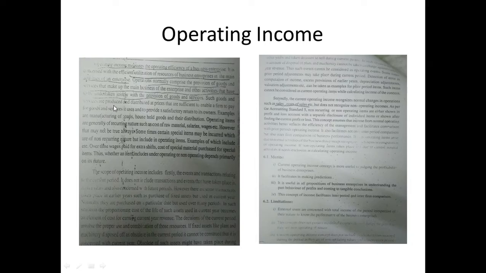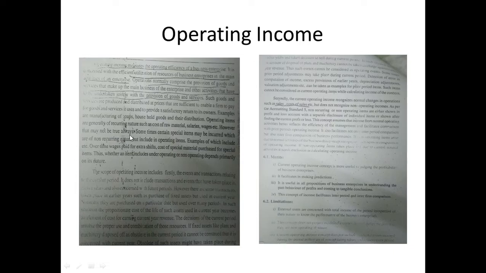Such goods are produced and distributed at prices that are sufficient to enable a firm to pay for the services it uses and provides a satisfactory return to its owners. Example: the manufacturing of soap, household goods, and their distribution. Operating items are generally of a recurring nature, such as the cost of raw materials, salary, wages.